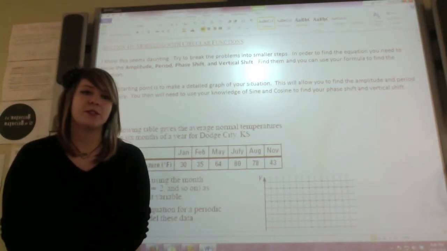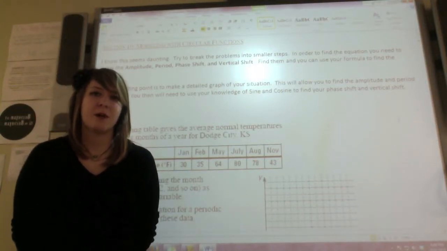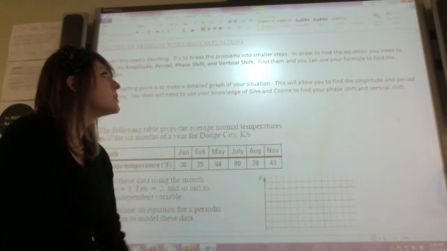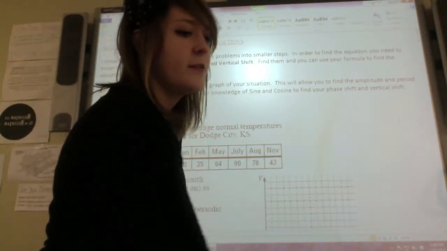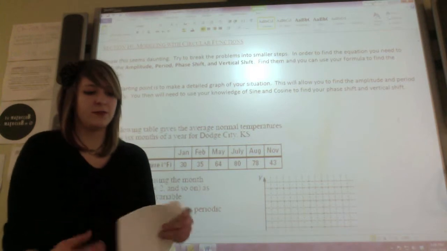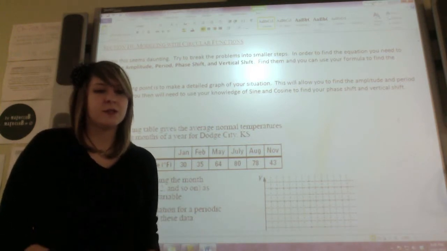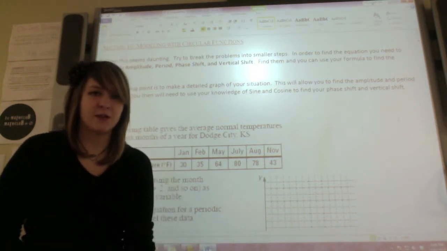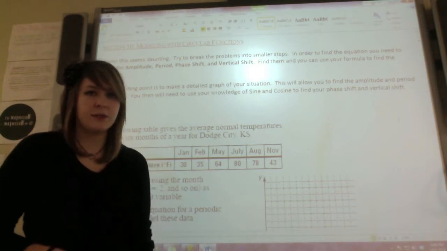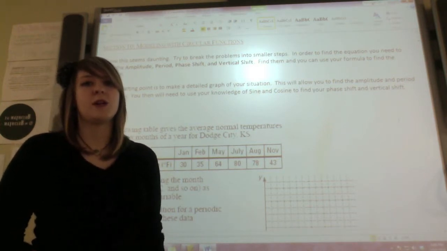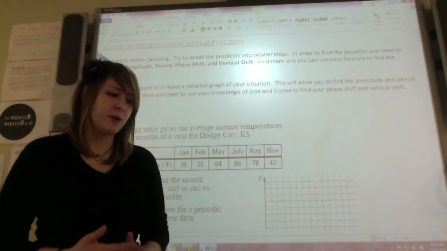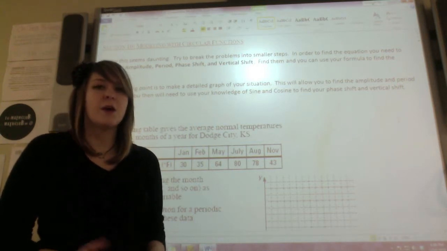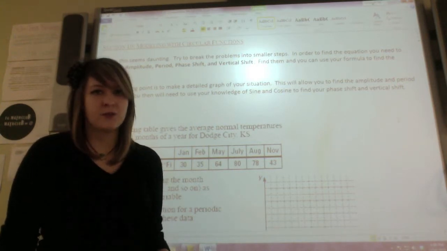Hey guys, today we're doing Chapter 4, Section 10, which is on modeling circular functions. I know that these problems are pretty difficult and there's a lot of work involved in them. So it's really better if you just try to break it down into smaller steps. What we talked about in Section 9 was breaking it down, first finding the amplitude, period, phase shift, and vertical shift. And once you find all those things, you can pretty much go from anywhere.